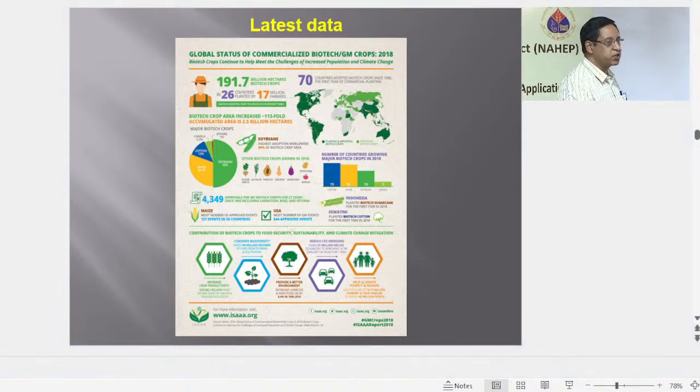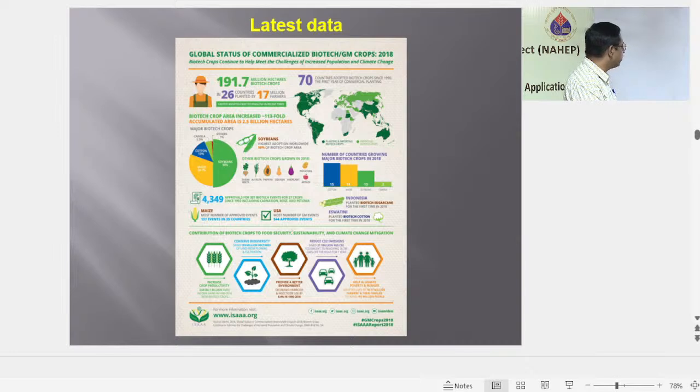सबसे ज़्यादा वर्ल्ड में कौन से ग्रो कर रहे हैं? Soybean is the number one crop. Nearly 50% of the acreage is with respect to soybean, followed by maize, followed by cotton. Okay, these are the major crops, and we talk about 4,349 approvals for so many events.